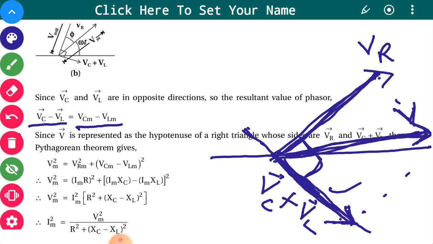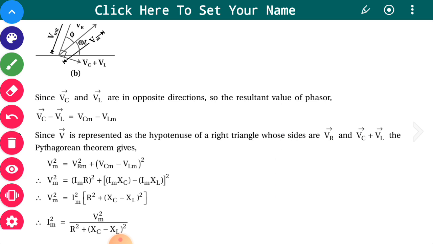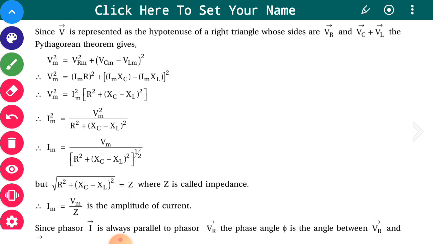So the resultant will be VRM square plus VCM minus VLM the whole square. This is its magnitude. What is the length of this particular segment? It is nothing but VCM minus VLM, that is its magnitude. So if you want to find the resultant value, take the square of this plus the square of this, and then take the square root. We just have to apply the Pythagoras theorem. So it is taken this way.